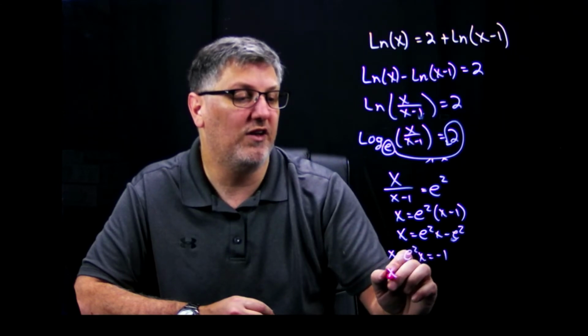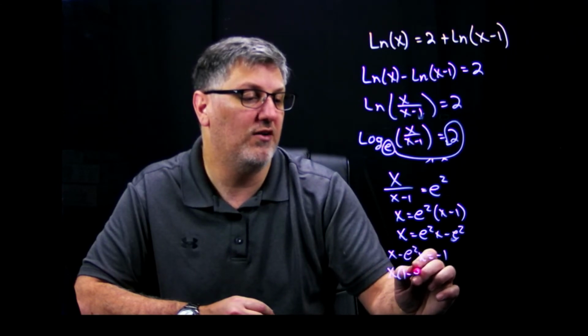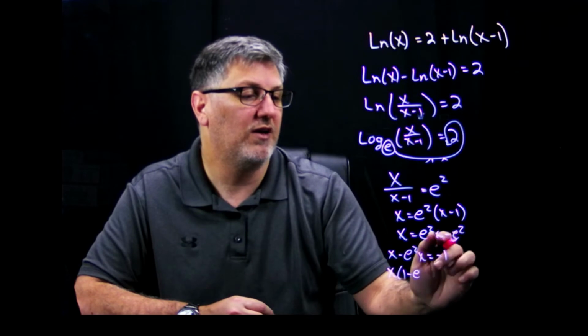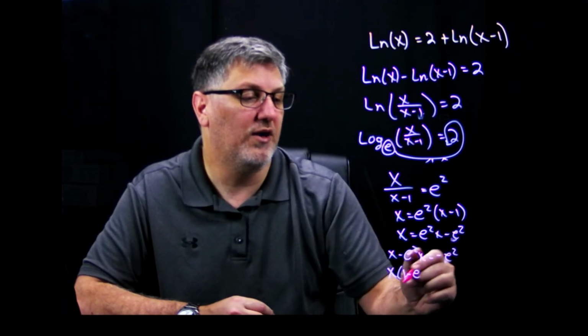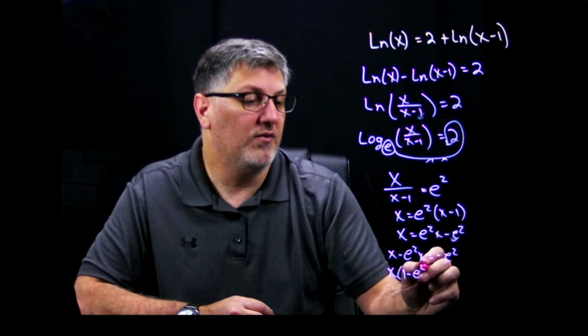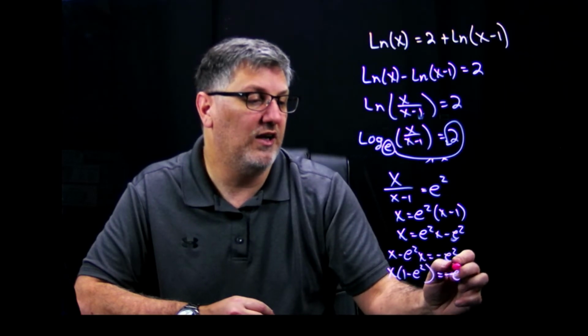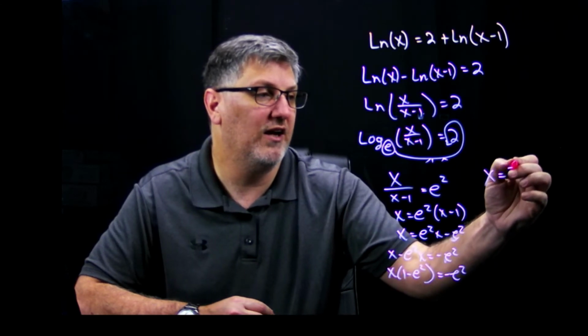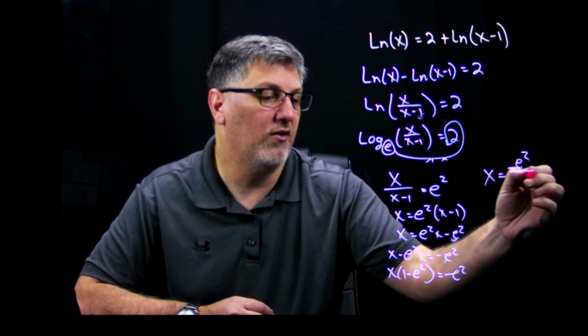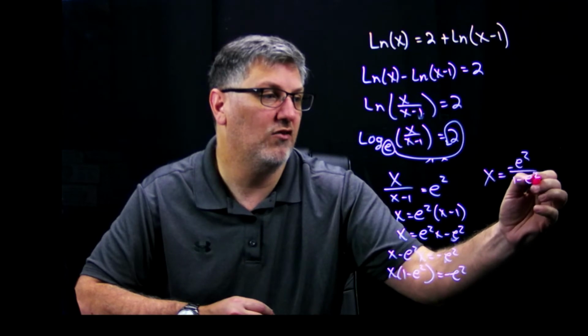x minus e squared x equals negative e squared. Factor out a GCF. I've got x times 1 minus e squared equals negative e squared. Divide out, and I get x equals negative e squared over 1 minus e squared.